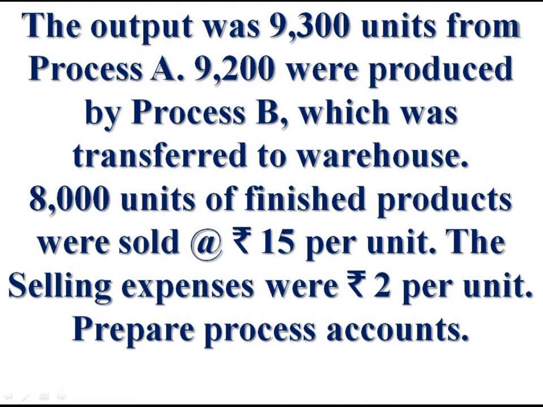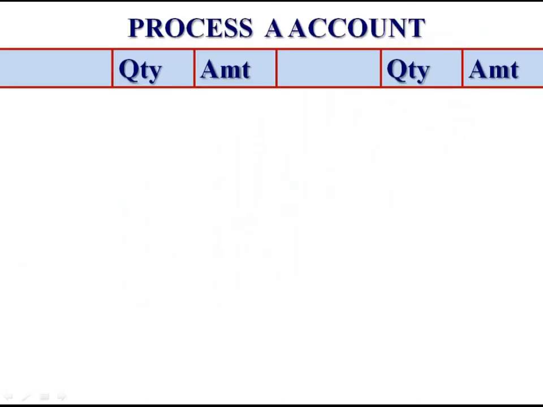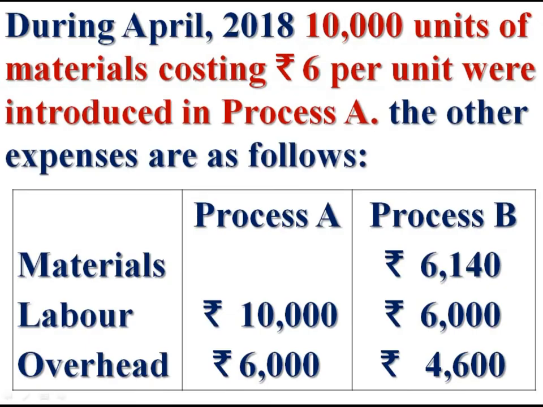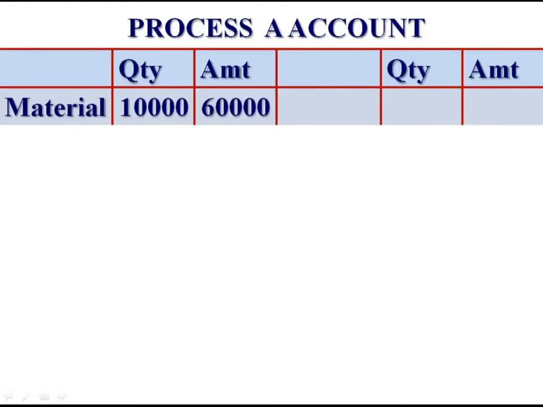Let us start the solution. Draw process A account with the two amount columns, quantity, amount. We are given 10,000 units of materials cost rupees 6 per unit were introduced in process A. It is the input. Quantity 10,000 at rupees 6 per unit, 10,000 into 6, the amount being 60,000. The input material is to be debited in the process account. Material 10,000, rupees 60,000.